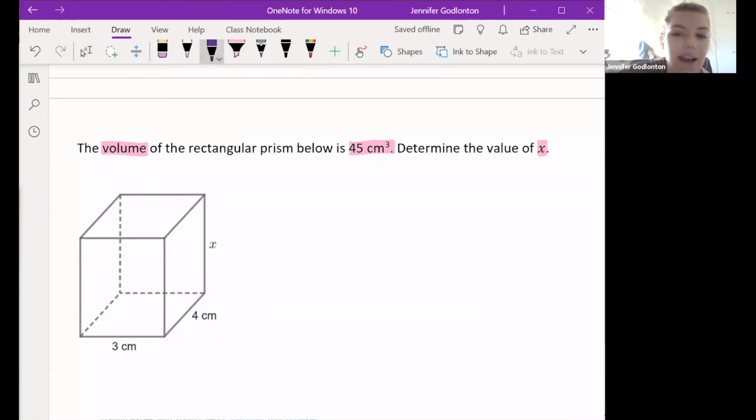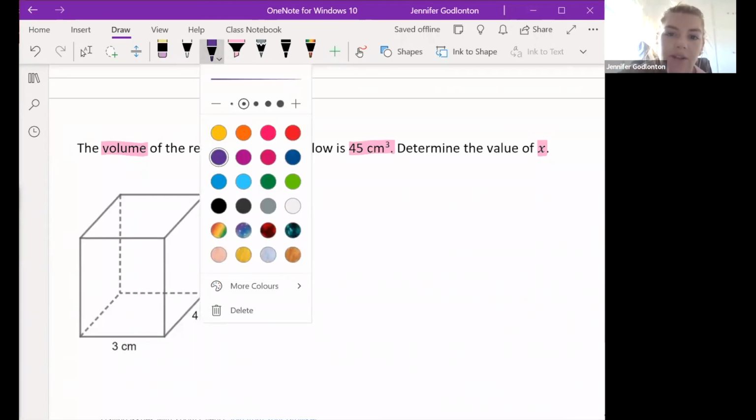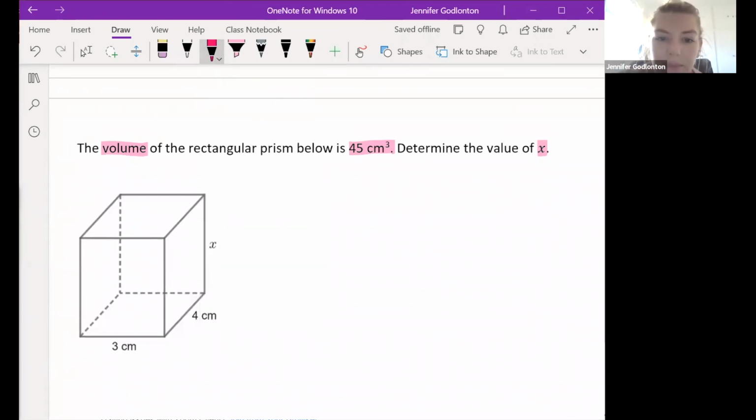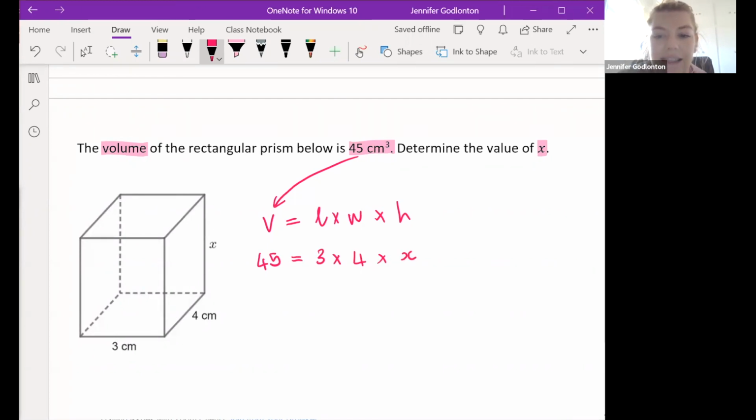Whenever we're in a situation like this and we need to work backwards, we put our formula there. So our volume is equal to our length times our width or our base or our breadth, whatever you're wanting to write it as, times our height. Our volume is 45. We're just putting that information in. Our length is 3. Our width is 4. And our height is x. So what we land up with is 45 is equal to 12x.